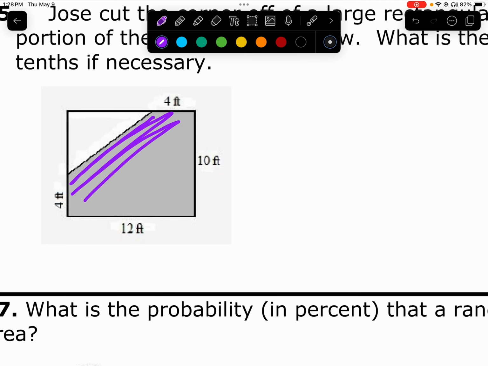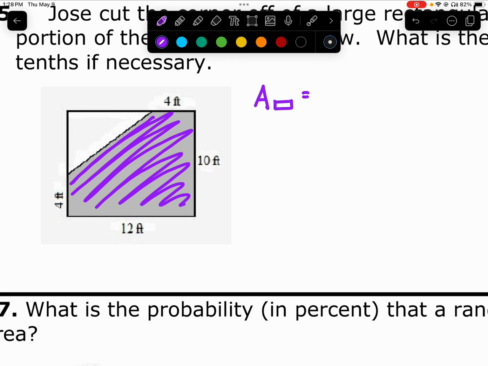So we want the area of all of this. And guess what? Hold on. All right, so now we're going to find the area of the rectangle. I'm sorry, not the square, the rectangle. All right, so that's going to be 12 times 10.